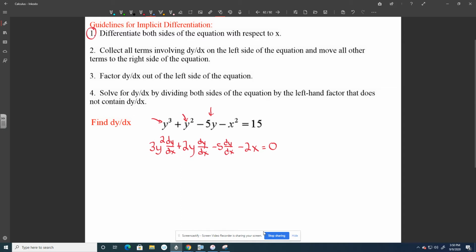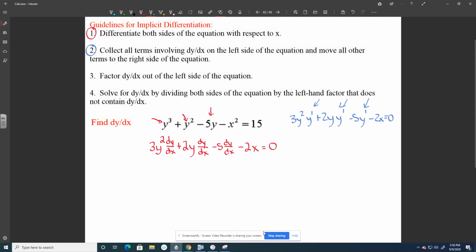Now, I see a lot of people that would have written this as 3y squared, and then instead of dy/dx, they put y prime, and then they put 2y y prime minus 5y prime, minus 2x equals 0. Here's my issue with writing it this way. Are those y primes or are those y to the first power? That bothers me because it's really easy to mix up what's what. So when I'm doing implicit differentiation, I usually will use dy/dx and not the y prime because I want to be careful not to mix those two things together. But it means the same thing. The dy/dx, the y prime, same meaning there.